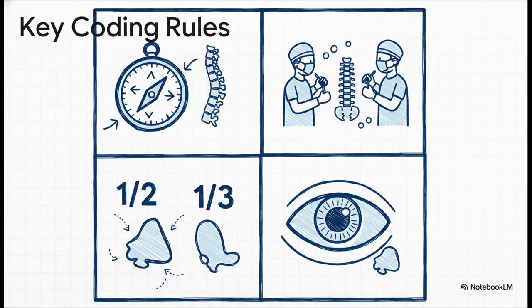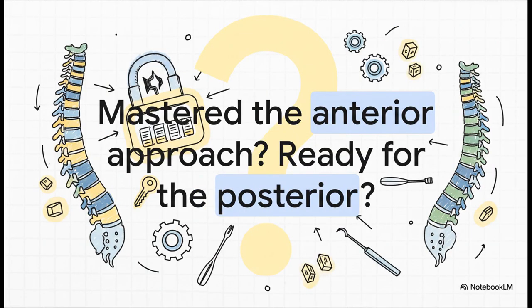2, master modifier 62 for co-surgeons. 3, know your fractions. 1/2 for the neck, 1/3 for the rest of the back. And 4, don't forget, these are open procedures with direct visualization. If you can lock in these 4 things, you are in fantastic shape. And there you have it. You have just laid a super solid foundation for coding anterior spinal decompressions.